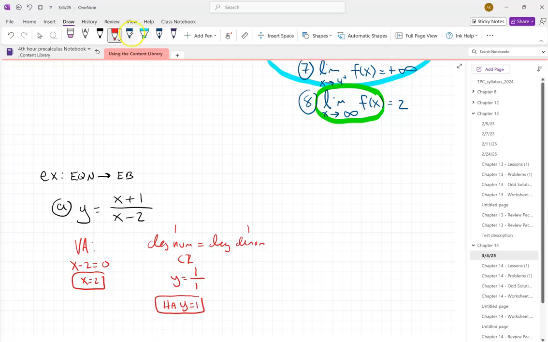So right away, I know I have 4 end behaviors, right? Because I have 1 vertical asymptote. So 2 times 1, and then plus 2. And I know right away that the end behaviors I'm going to have are going to look like this.